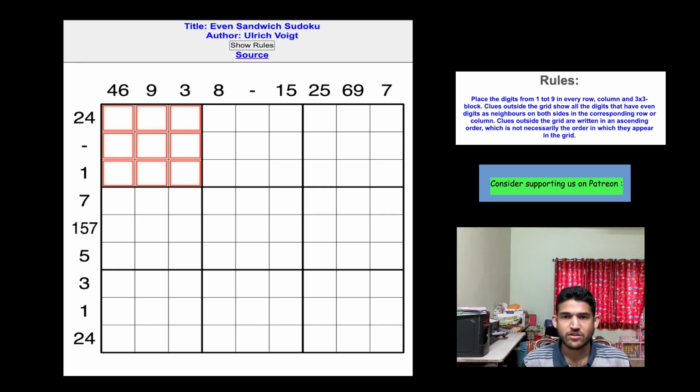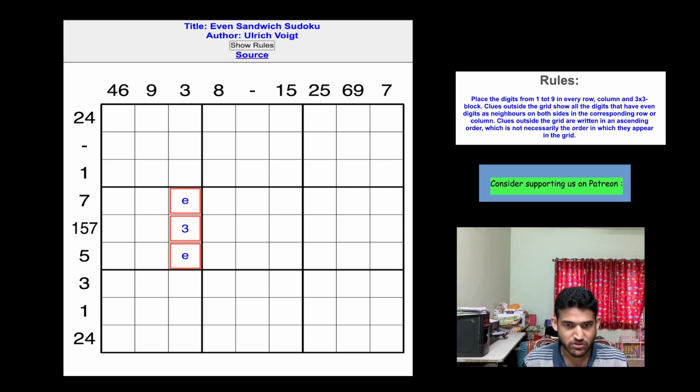Okay, so to cite an example, you see outside column 3, there is a 3 clue given outside, which means that in this particular column, 3 is the only digit. Please see the emphasis on only. The only digit that is sandwiched by even digits in that column. So for example, if the 3 occurs here, then you must have an even digit here and an even digit here, right? And you cannot have any other number which is sandwiched by even numbers.